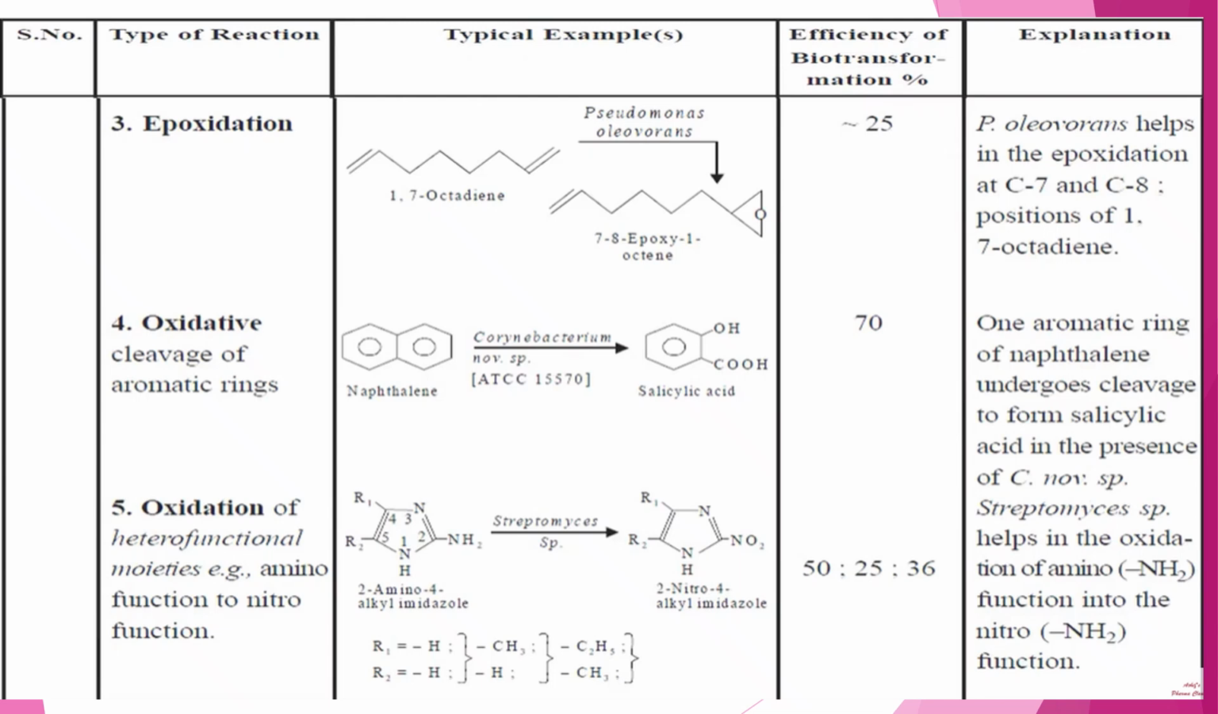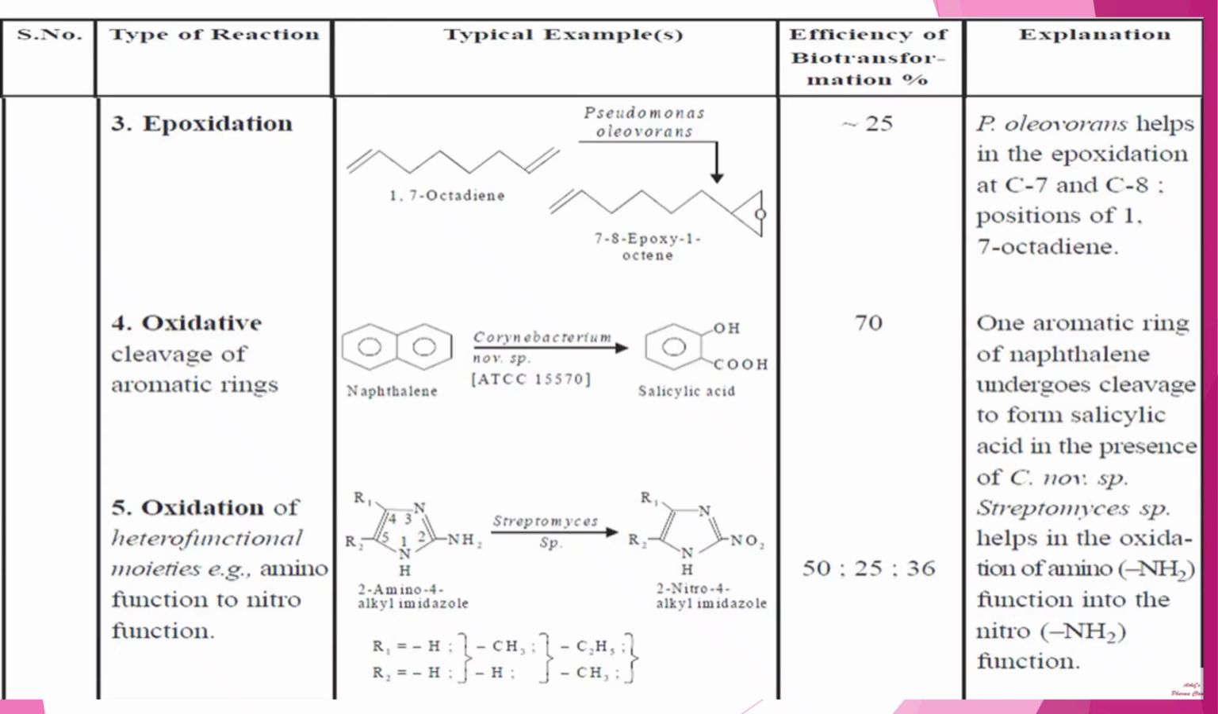Next is oxidative cleavage of aromatic rings. So see, this is naphthalene. Naphthalene is converted into salicylic acid, not due to some chemicals or any catalyst. Here we only used a biological organism, that is Corynebacterium. Okay, in the presence of Corynebacterium, what happens? An aromatic ring of naphthalene is cleaved to form salicylic acid.